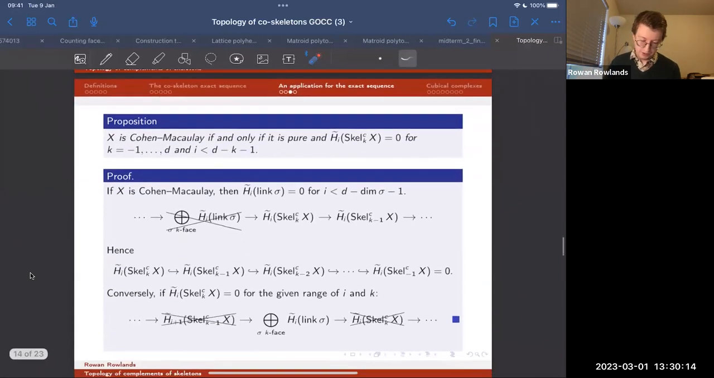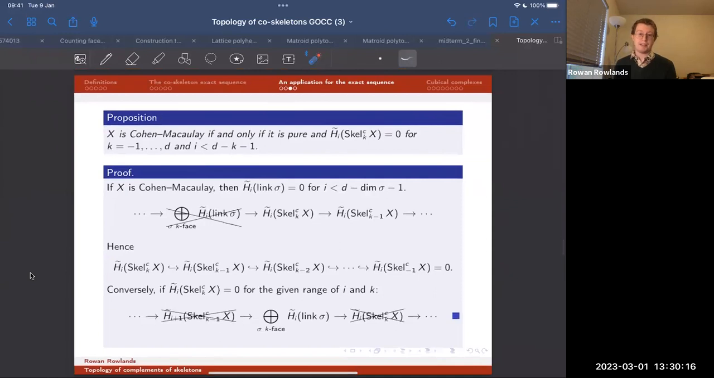Let's see why this proposition is true. It's not hard to prove now that we have this big exact sequence. We're just going to apply this to the exact sequence and see what it says. If we're trying to prove this if and only if statement, we've got two directions to prove. First of all, let's assume that X is Cohen-Macaulay. Then by definition, the ith homology of links is always 0 for certain values of i, which tells us that this term here of our exact sequence is 0.